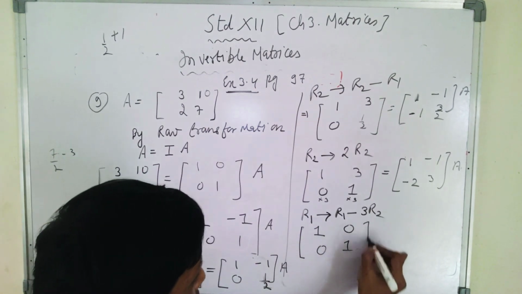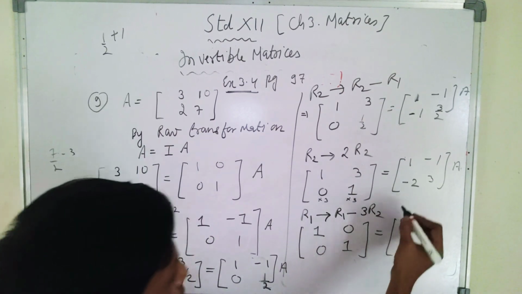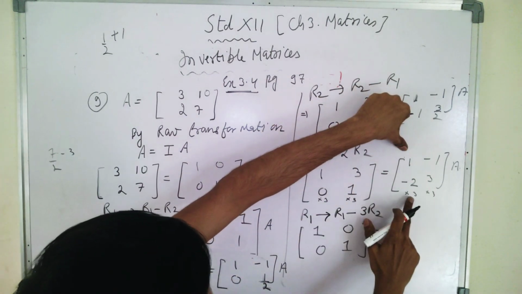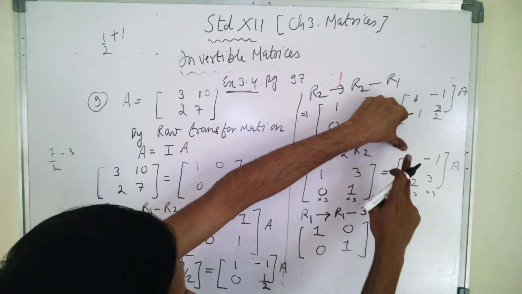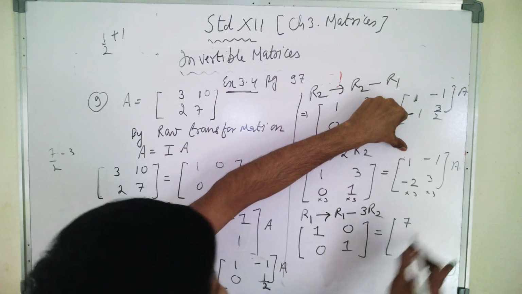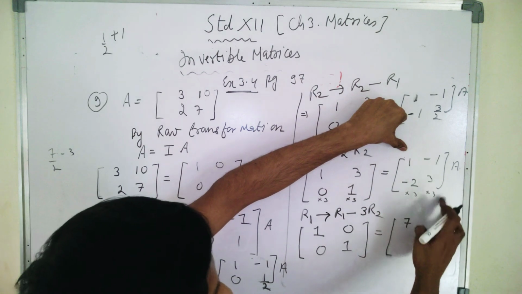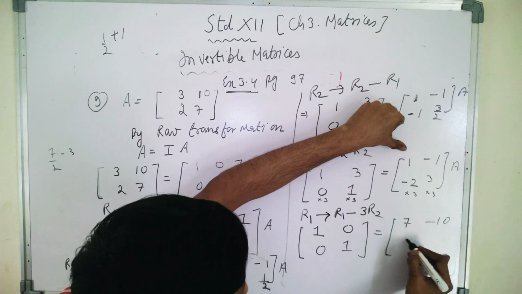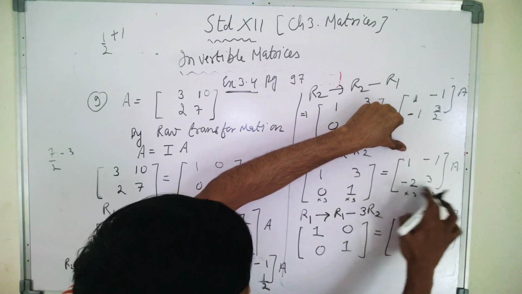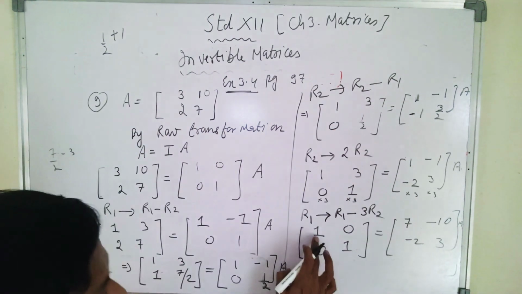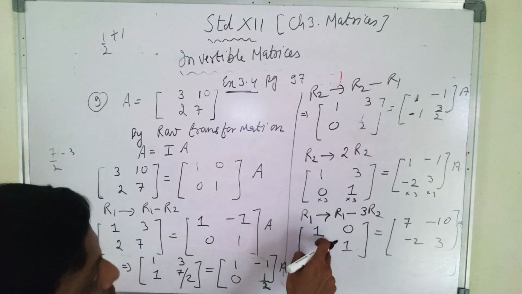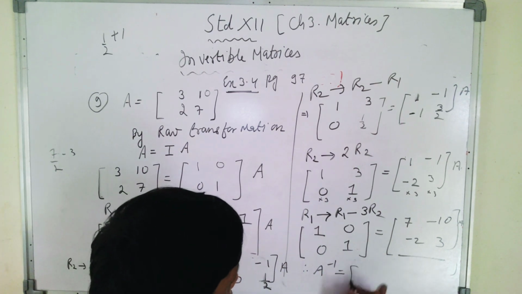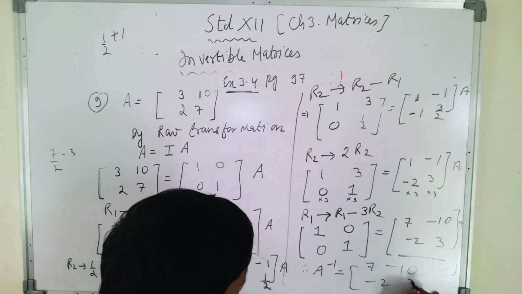0, 1. The same way you are supposed to do here. That means what I have done, I have to multiply this by 3, this by 3, and I have to subtract. So 3 into minus 2 is your minus 6. So 1 minus of minus 6 is your 7. Right? 3 3s are 9. Minus 1 minus 9 is minus 10. Minus 2, 3 as it is. Your R2 is as it is 8. Can you see that this has been converted into an identity matrix? So therefore the inverse of the matrix is this: 7, minus 10, minus 2, 3.